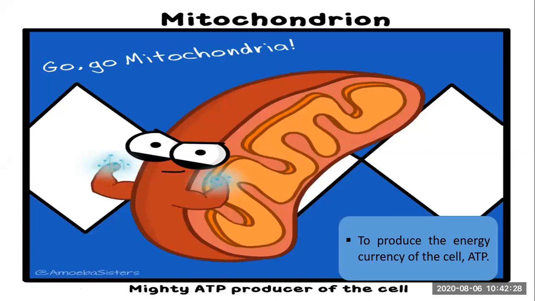So we all know that mitochondria is the powerhouse of the cell. That is a very important question also, which is the powerhouse of the cell. So that is mitochondria, and it produces the energy currency, and the energy currency is known as ATP, adenosine triphosphate.